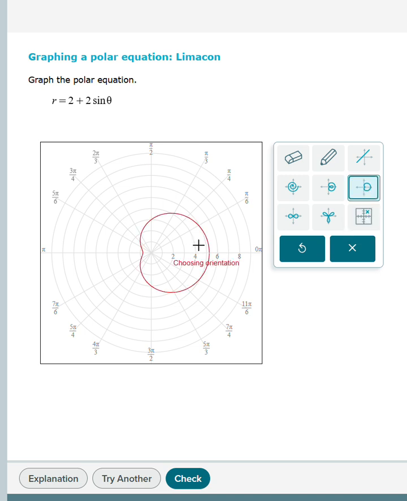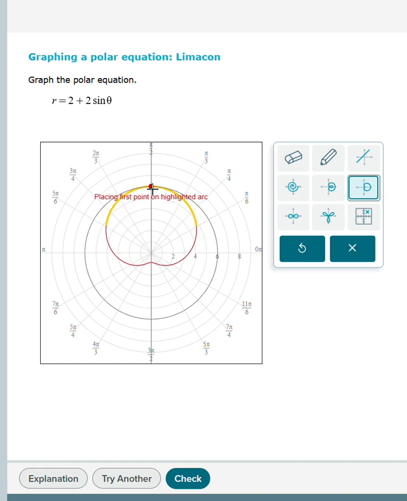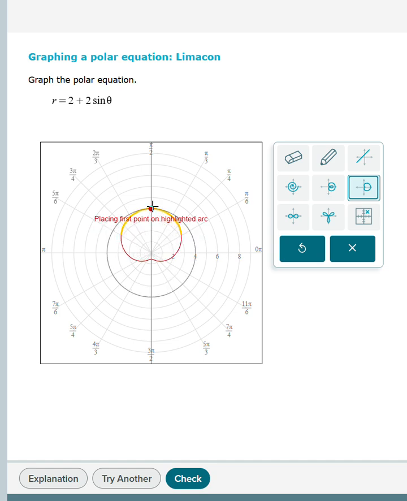And then the first thing that we do, it says choosing orientation, which means since it is a sine, and it's positive, we're going to go up on the y-axis and just click. After you do that, then it's going to ask you to place a point on the highlighted arc. So if you remember, one of the points that we can place is the 2 plus 2, or 2a being 4, the largest point there.